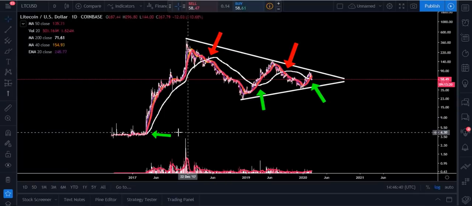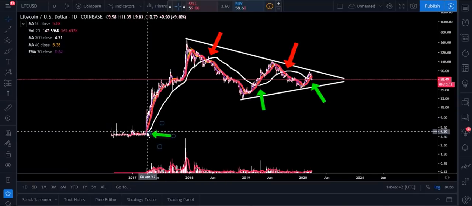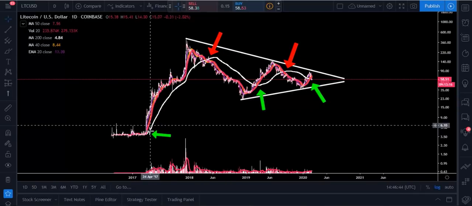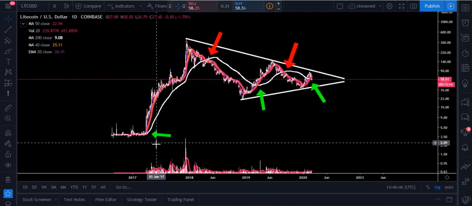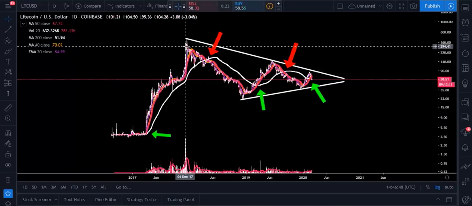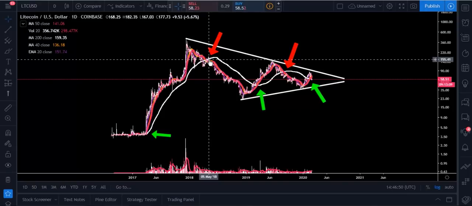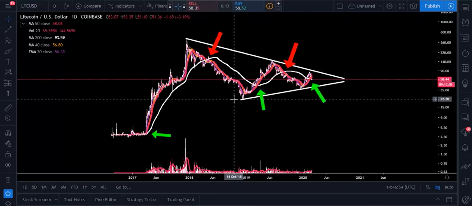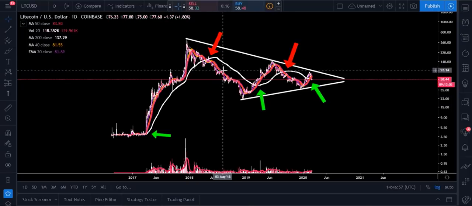And what I also wanted to point out here, we had a golden cross. You can see where our 50 crossed over our 200 moving average right there. That was a golden cross that led to a massive move. Then we had our death cross, which took place at about $155, and that took us all the way down to $22. Look how powerful that was.